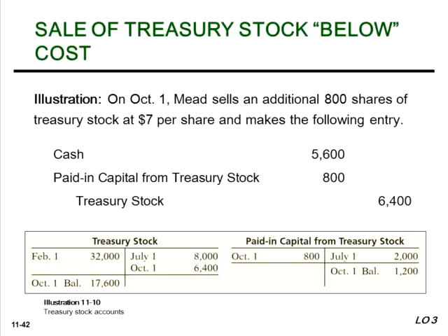So when there was a buyback, February 1st, we had debited treasury stock for $32,000. Then we had a reissuance of treasury stock, July 1st and October 1st. As a result, the ending balance in treasury stock is a debit of $17,600. As a result of the July 1st transaction, we had credited paid-in capital from treasury stock of $2,000. Then October 1st, we debited that account for $800, so the ending balance is $1,200.